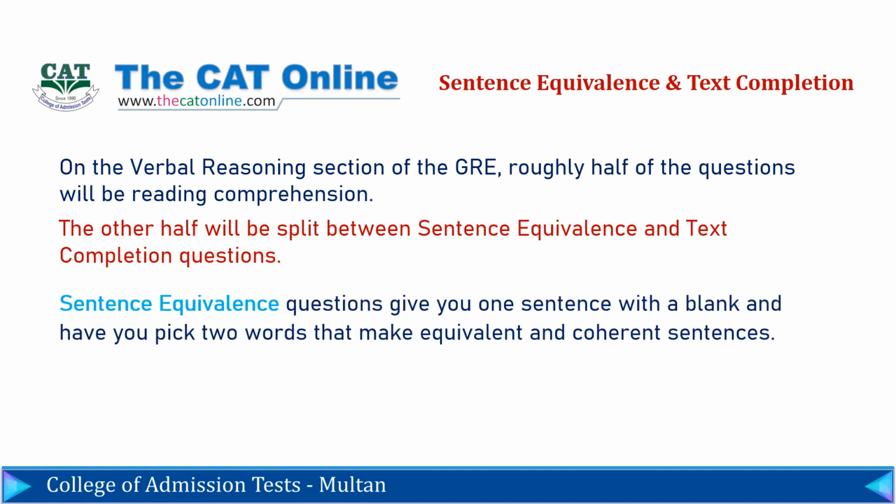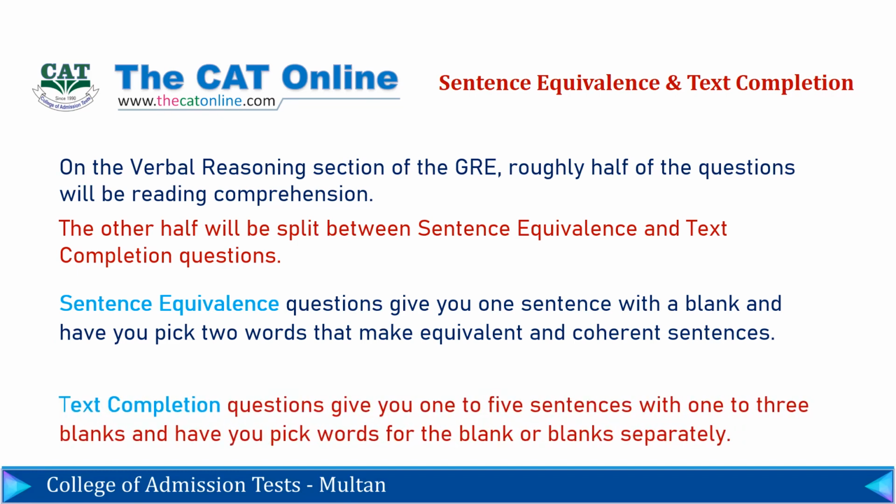Sentence equivalence questions give you one sentence with a blank and have you pick two words that make equivalent and coherent sentences. Text completion questions give you 1 to 5 sentences with 1 to 3 blanks and have you pick words for the blank or blanks separately. You already learned more about the formatting on these questions in 2 other lessons in this course. In this lesson, you'll learn some general vocabulary strategies and other tips that you can apply to both question types.